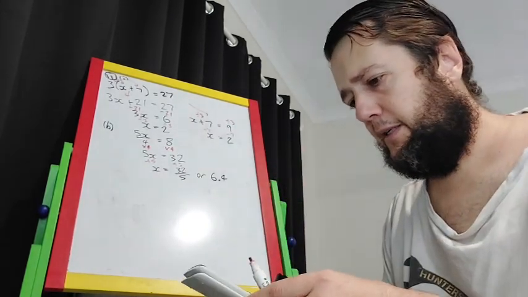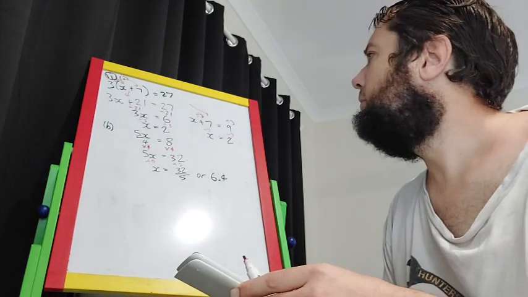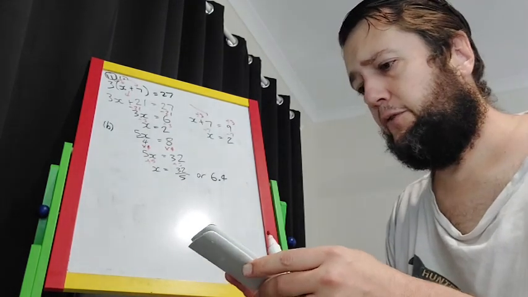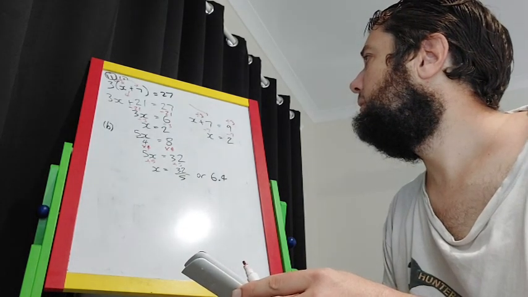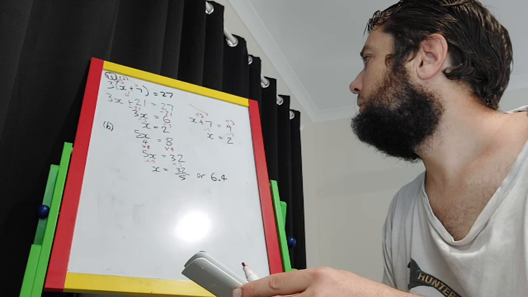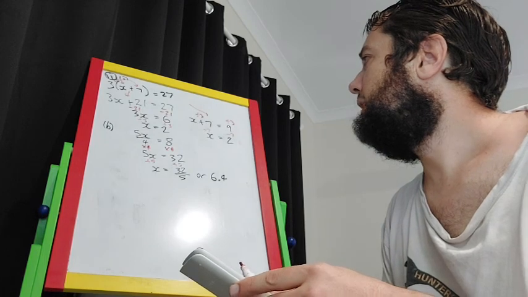And you could always check that. 5 times 6.4 divided by 4. I made a mistake, haven't I? No, I haven't.